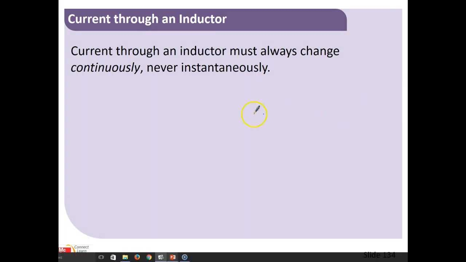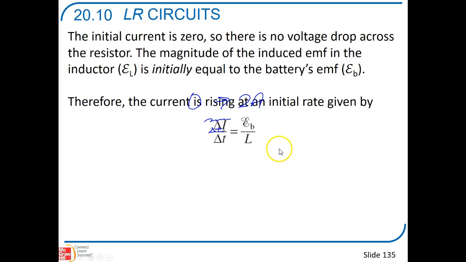So if I have an inductor that I know is going to go from 0 all the way up to 2 amps, it won't do that instantaneously. It takes a little bit of time for that to happen. So there's got to be some sort of change in time there. That's current through an inductor.